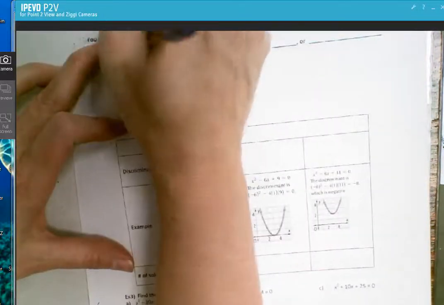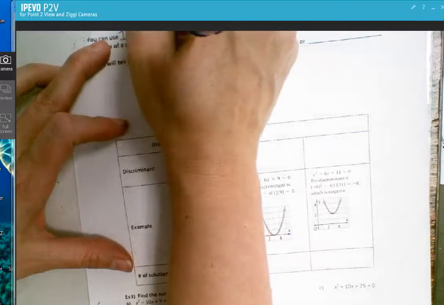All right, last piece of information. Let's take a look at what's called the discriminant. You can use the discriminant.